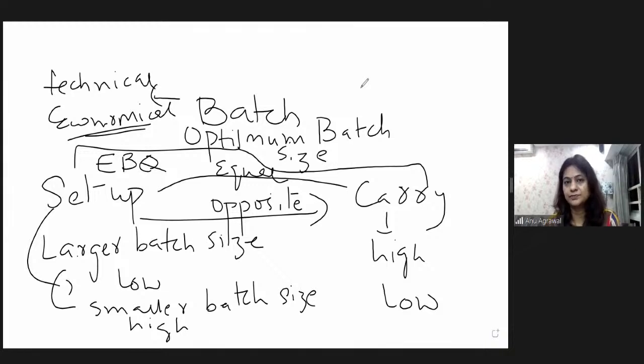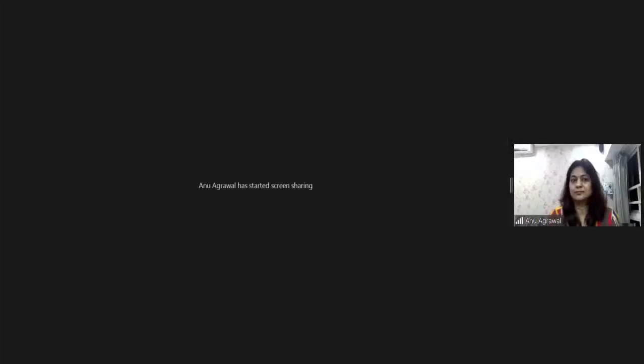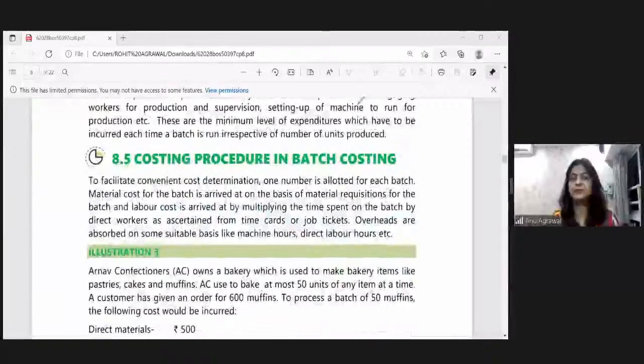So the reason why we need to decide the optimum batch size is that there are two costs involved. One is setting up the machines, and the second is how many units I produce in a batch, and those units I need to carry. Obviously, they are opposite to each other. Okay. Once I've understood this concept, let's go back to the study text. Same thing which you have done in material. This is what they're saying.